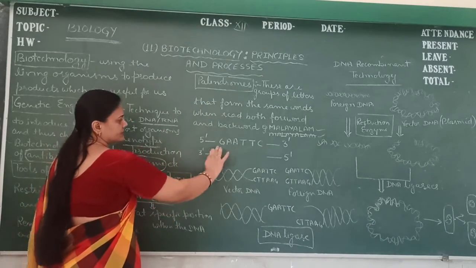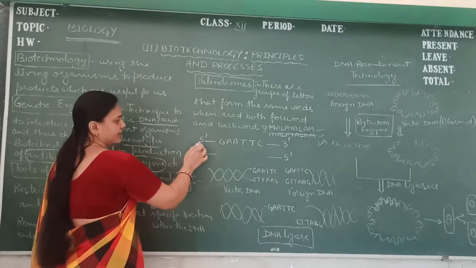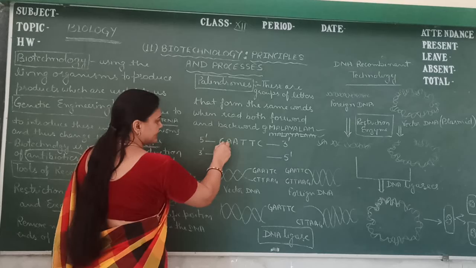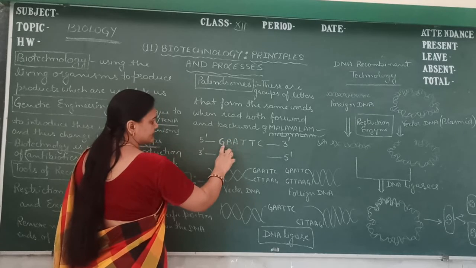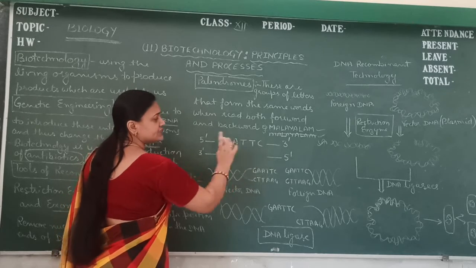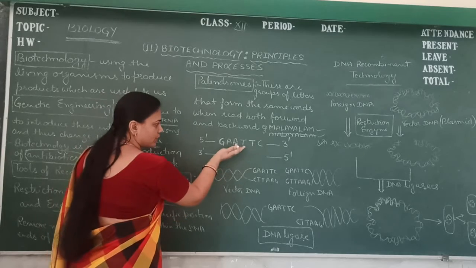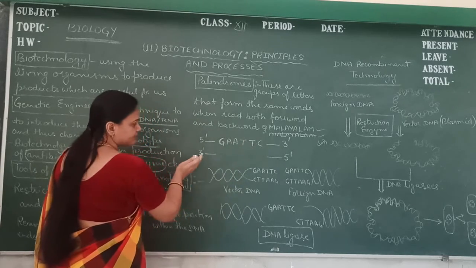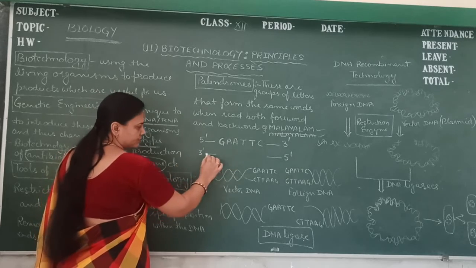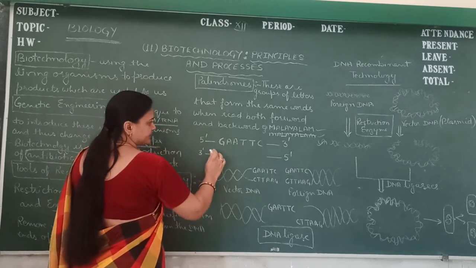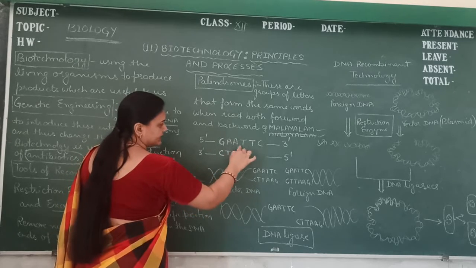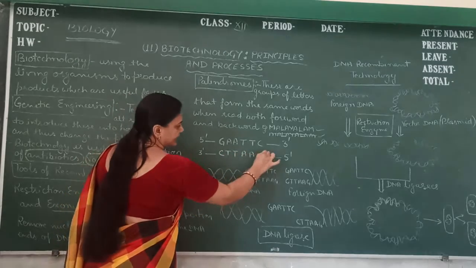You can see here, this is the sequence. It is the 5' to 3' strand of DNA, and in this DNA, this is the sequence of nucleotides, that is GAATTC. And what will be the palindromic sequence of this DNA fragment? The palindromic sequence will be from 3' to 5', that is C, T, T, A, A, G.